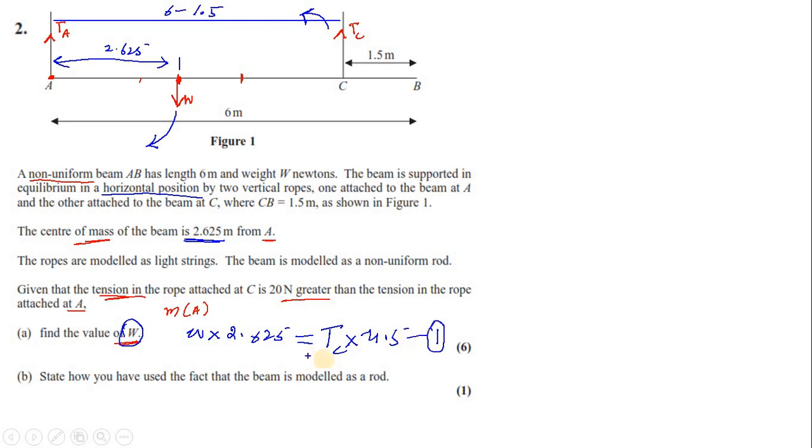We need to work out TC first. For TC, they gave us one hint: the tension in the rope at C is 20 Newton greater than the tension at A. That means TC will be equal to TA plus 20, or you can say TA is TC minus 20. Both are valid equations, so you can choose either one.